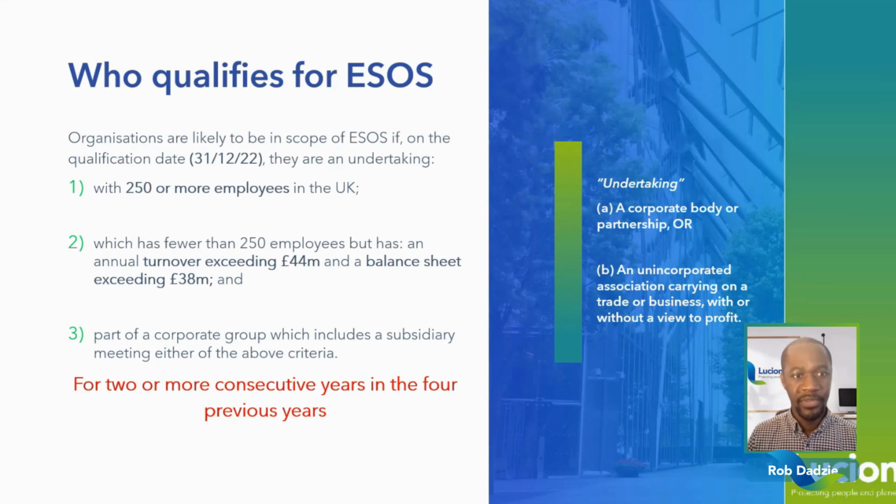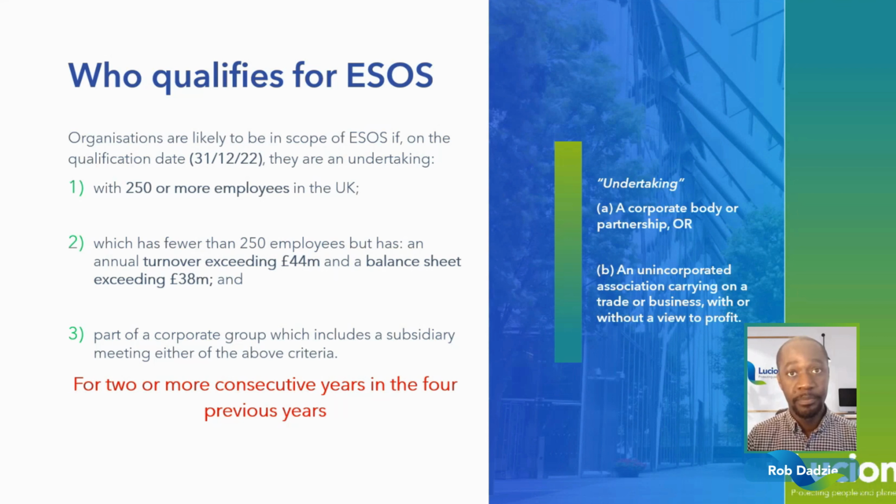Who qualifies? If on the qualification date, which is the 31st of December 2022, you have 250 or more employees in the UK, then you would need to do an ESOS assessment. Alternatively, if you meet both criteria for turnover and balance sheet, which say that your turnover is above 44 million and your balance sheet is above 38 million, then you need to do an ESOS assessment.